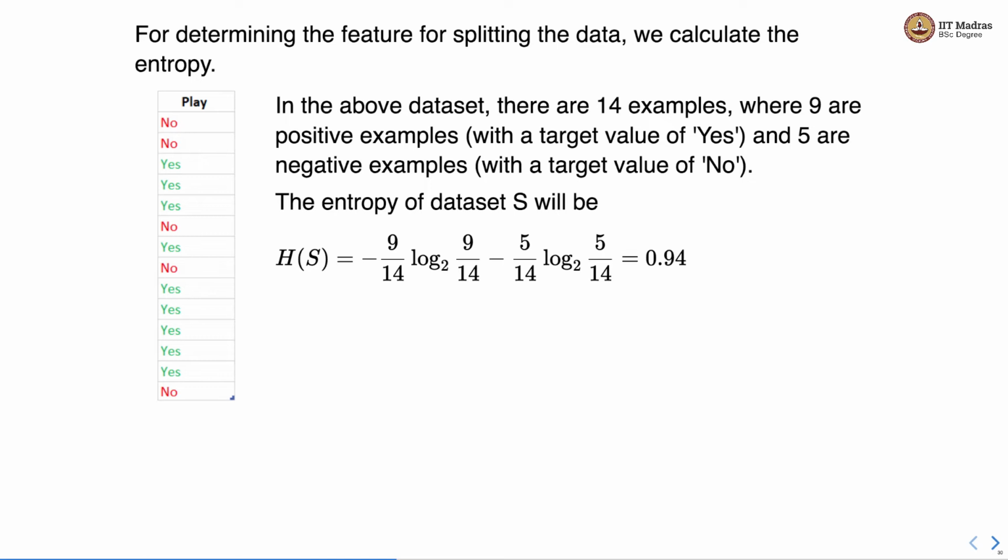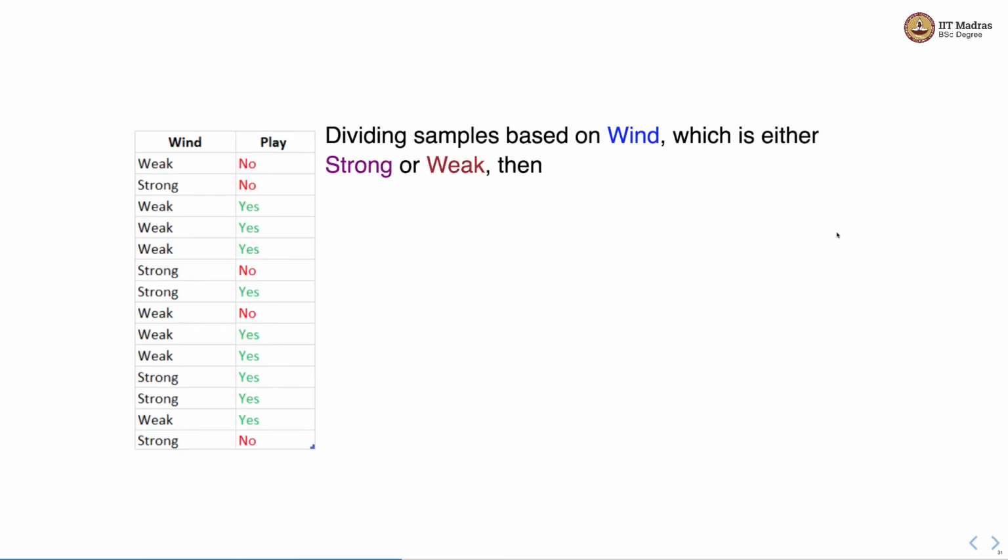The maximum value of entropy is 1 and the minimum value is 0. So there is a lot of entropy or impurity in the dataset based on the target label. The next task is to decide how to select the attribute for splitting the tree. For that we evaluate different features. So let's first evaluate the feature wind.